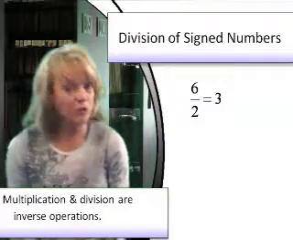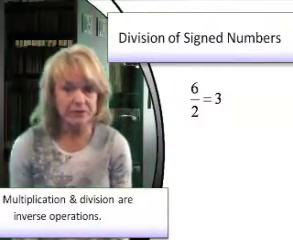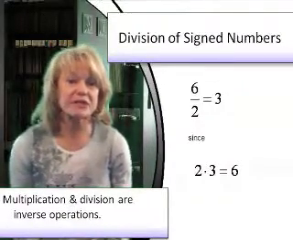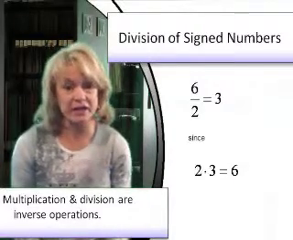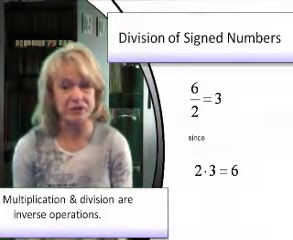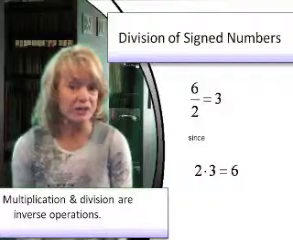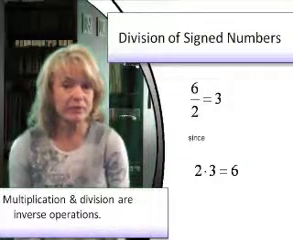Let's sort out the signs for the quotient of two signed numbers. What we'll learn is that the rules for division are the same as the rules for multiplication because they are inverse operations of one another.